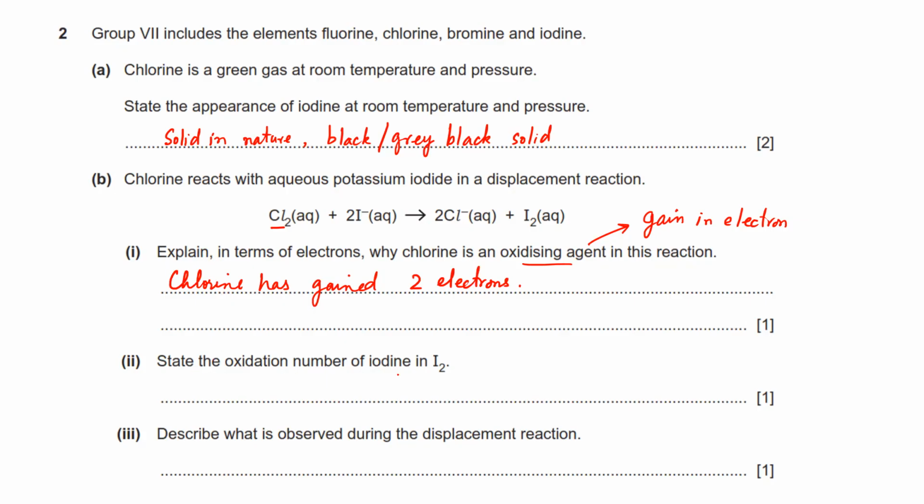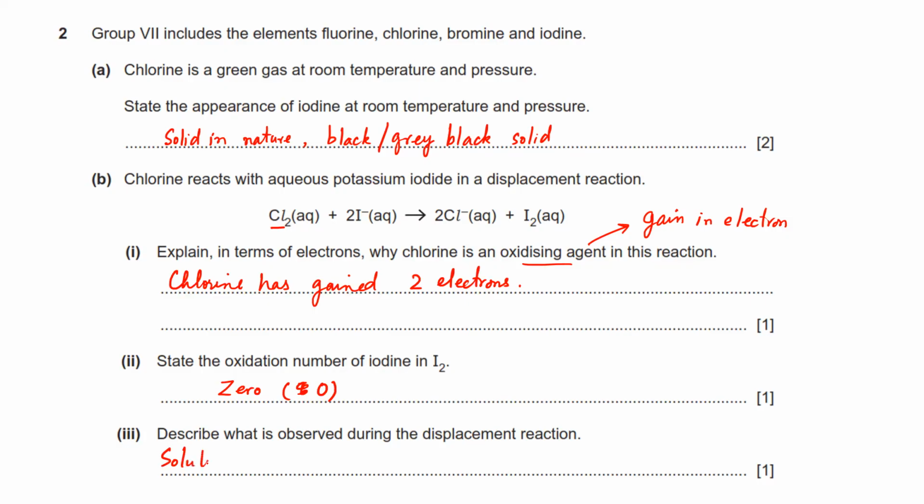Then state the oxidation number of iodine in I2. It's the elemental form I2, so the oxidation number is 0. Describe what is observed during the displacement reaction. In this reaction, the iodine has displaced chlorine and there would be a change in color. The color of the solution will change from colorless to brown.